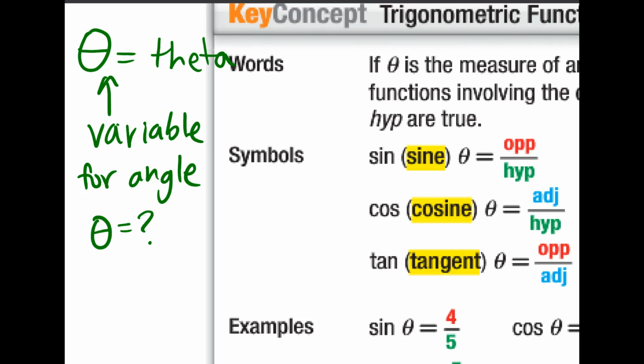So different ways you'll see theta. You might see it like this. You might see it like this. It's a Greek symbol, and that's what they decided to use. Okay. All right, I don't know if everyone heard that question.